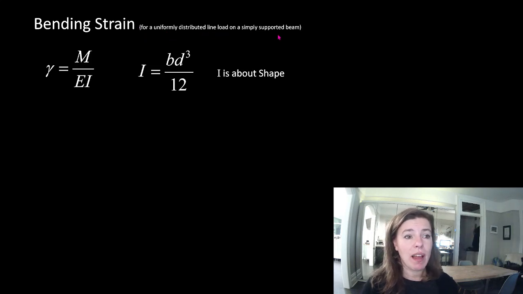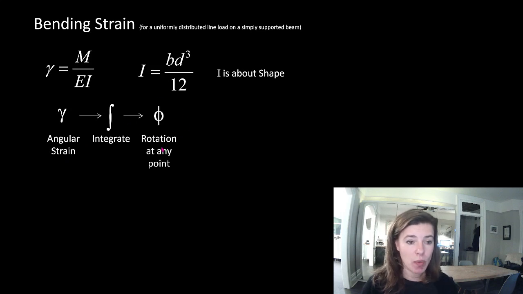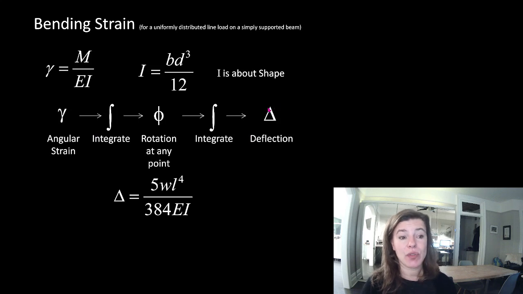For a uniformly distributed line load on a simply supported beam, we could have our angular strain here. Don't worry about it. It goes through a process of angular strain where we integrate and find rotation at any point, and then we integrate again and we can get deflection. For a uniformly distributed line load on a simply supported beam, our deflection is 5 times WL to the power of 4 over 384EI. W is our load, L is the length of our beam, 384 is a constant, E is the modulus of elasticity of our material, and I is a shape property. It is BD cubed divided by 12 for a rectangle.